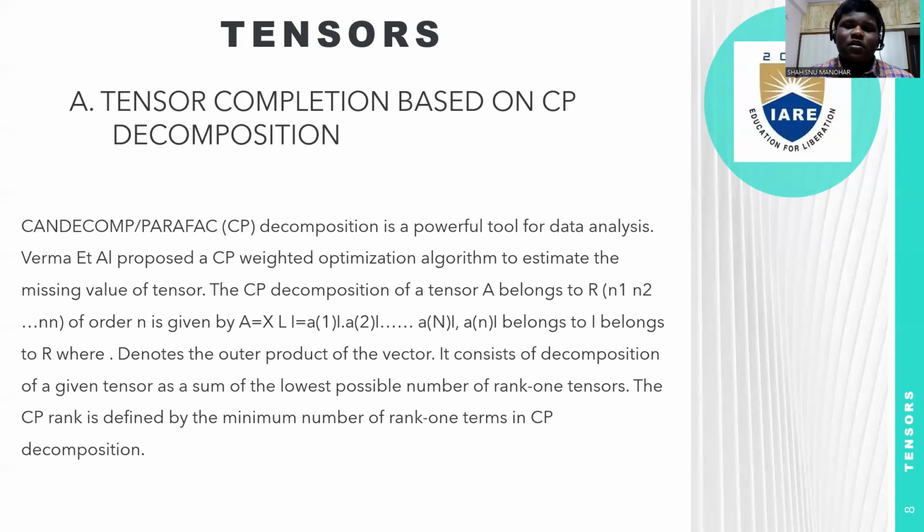The CP decomposition of a tensor A belongs to R of order n1, n2, and so on up to nN, is given by A equal to the sum over i of a1(i) ∘ a2(i) ∘ and so on ∘ aN(i), where ∘ denotes the outer product of the vectors. It consists of decomposing a given tensor as a sum of the lowest possible number of rank-1 tensors. The CP rank is defined by the minimum number of rank-1 terms in the CP decomposition.